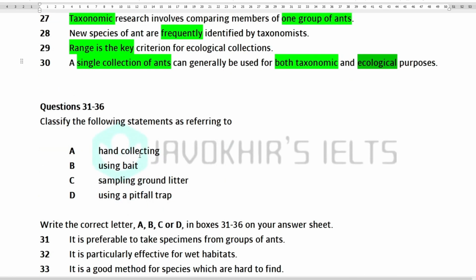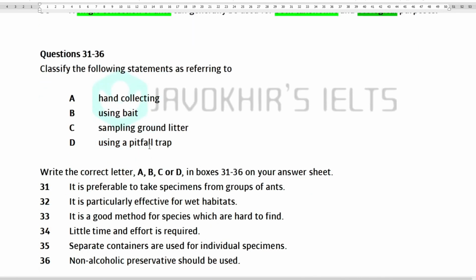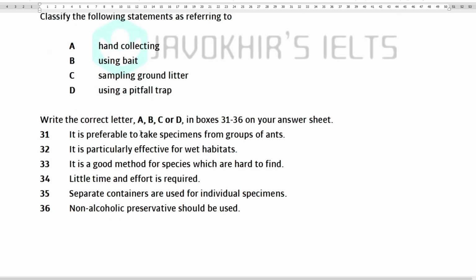And we have hand collecting using bait. Bait is a type of food that is put on a hook or some sort of stick to catch an animal, mostly fish or insects. Then sampling ground litter using a pitfall trap. A pitfall trap is a hidden trap. A pitfall is some sort of danger or difficulty that is not obvious at first, and that is preferable to take specimens from groups of ants. It is particularly effective for wet habitats.